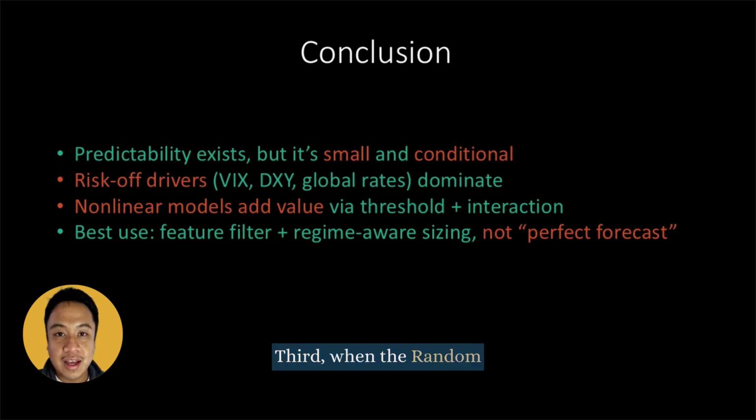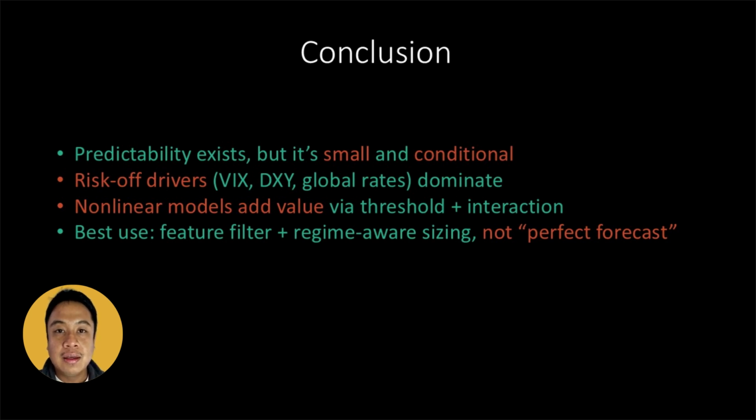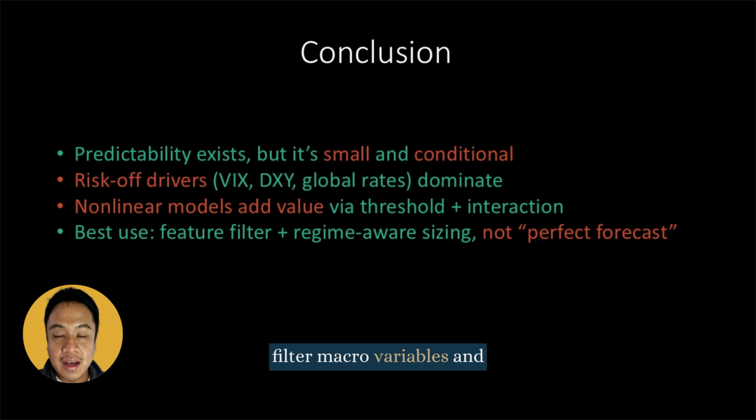Third, when the random forest results look stronger than linear, it doesn't mean the market became easy. It usually means the relationship is not a straight line. It's more like when stress crosses a threshold, then behavior changes. That's exactly what nonlinear models capture: trigger zones and interactions. So the real output of this research is not a magic predictor. The real output is a disciplined way to filter macro variables and to operate differently across regimes.